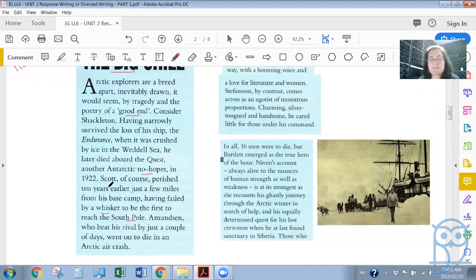Okay, so this is another explorer, Robert Scott, wanting to be the first to reach the South Pole, and he died on that excursion. "Amundsen, who beat his rival by just a couple of days, went on to die in an Arctic air crash." Okay, so Amundsen was actually the first person to get to the South Pole, and then he goes on to die in an Arctic air crash.